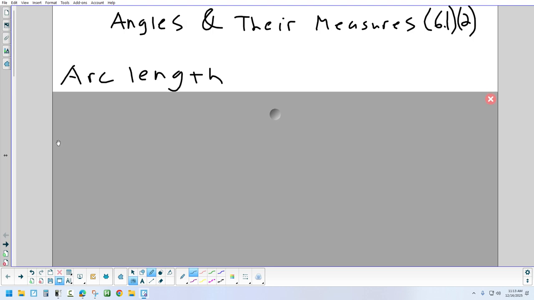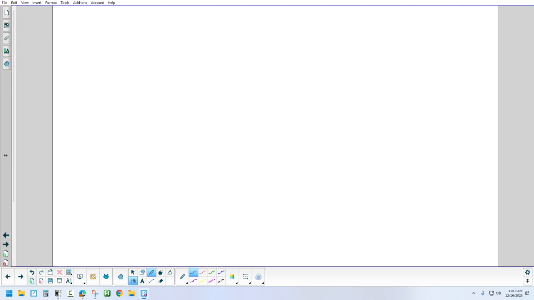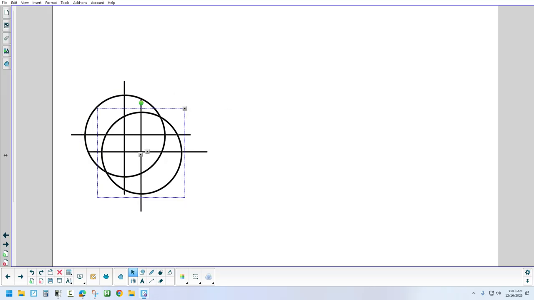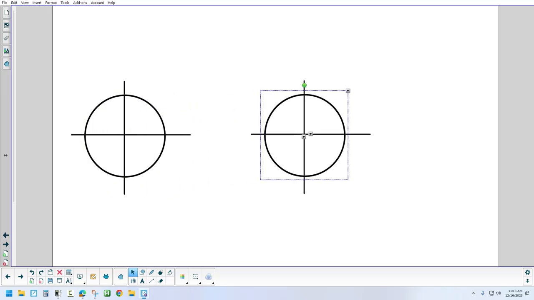All right, so let's talk about arc length. Okay, let me draw a couple pictures. Okay, so I'm going to draw an XY axis, and then I'm going to draw a circle at the center. And let's make another one of those. What I'm going to draw in this one is a 90-degree angle, and then I'm going to double it, and I'm going to draw that in the other one.